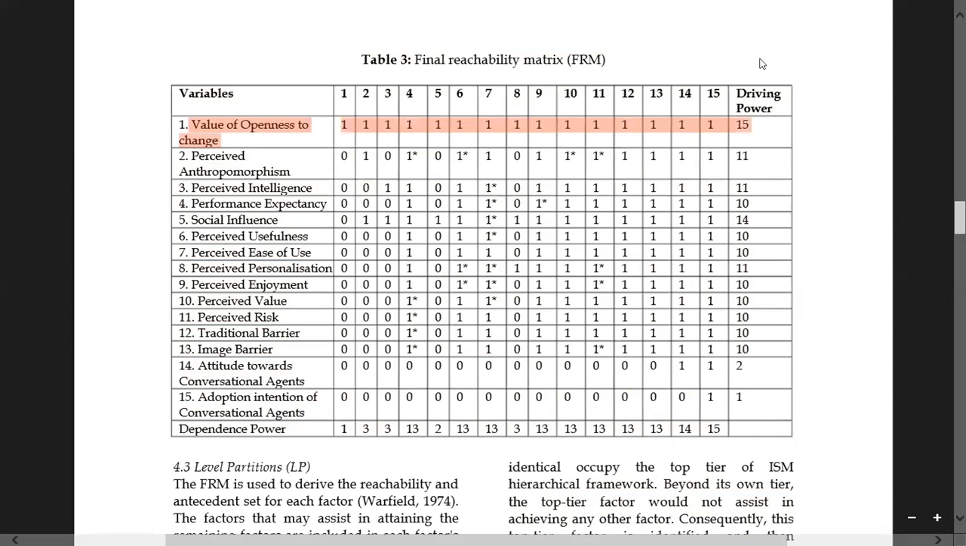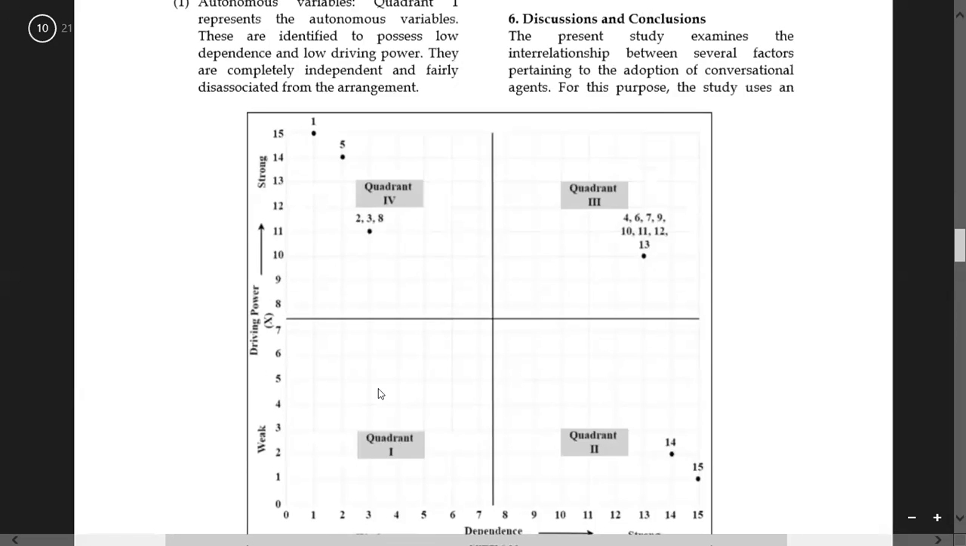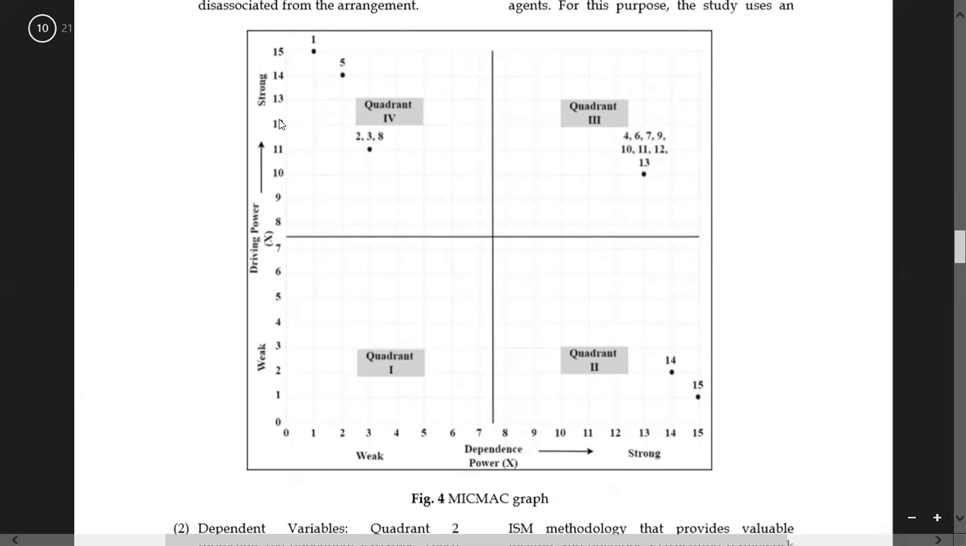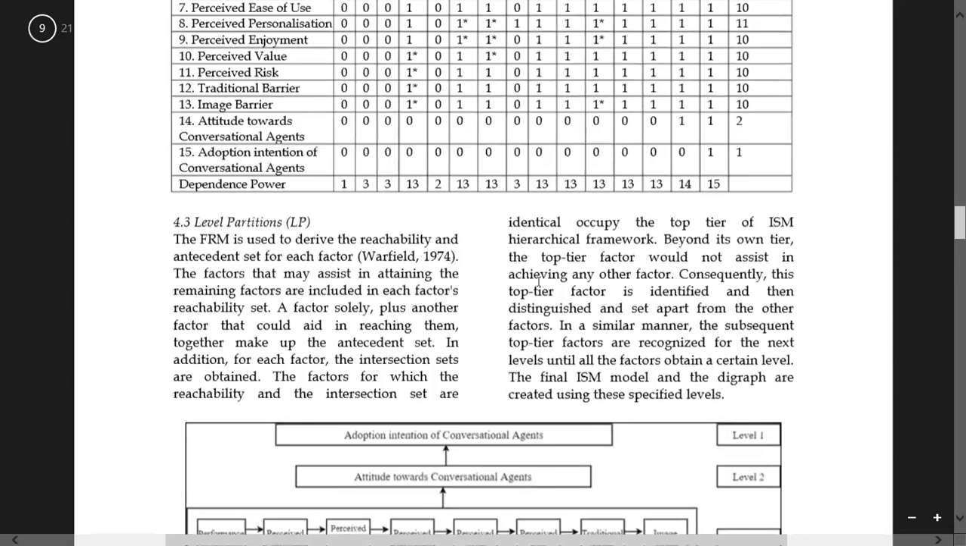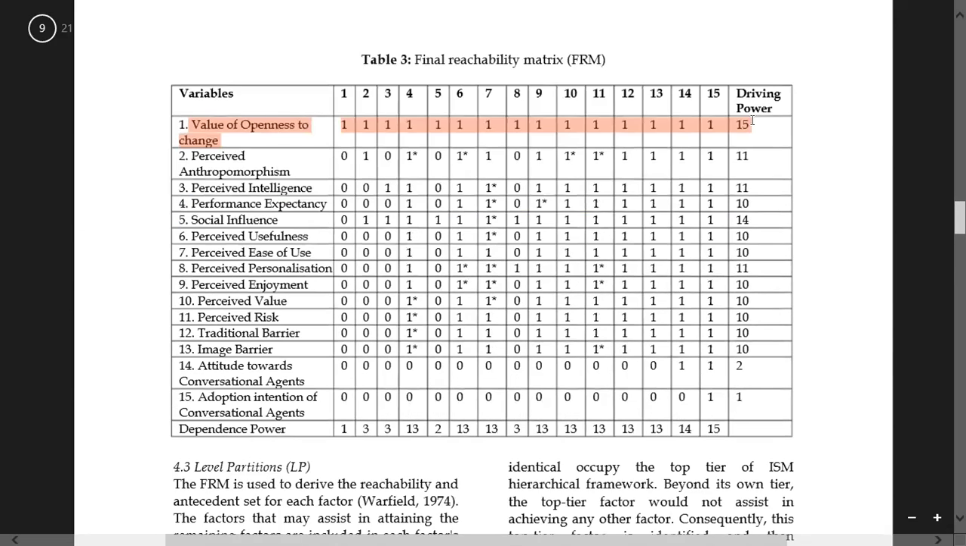Now put the driving power on the x-axis and the dependence power on the y-axis. It means make a diagram, x-axis, y-axis, of 15 by 15. Now where will value of openness to change come? Driving power 15, dependence power 1. Check this out. Dependence is 1, driving power is 15. It will be here. Make a diagram of 15 by 15. Dependence is on the x-axis, driving power is on the y-axis. So check this out. Value of openness, driving power is 15, dependence is 1.